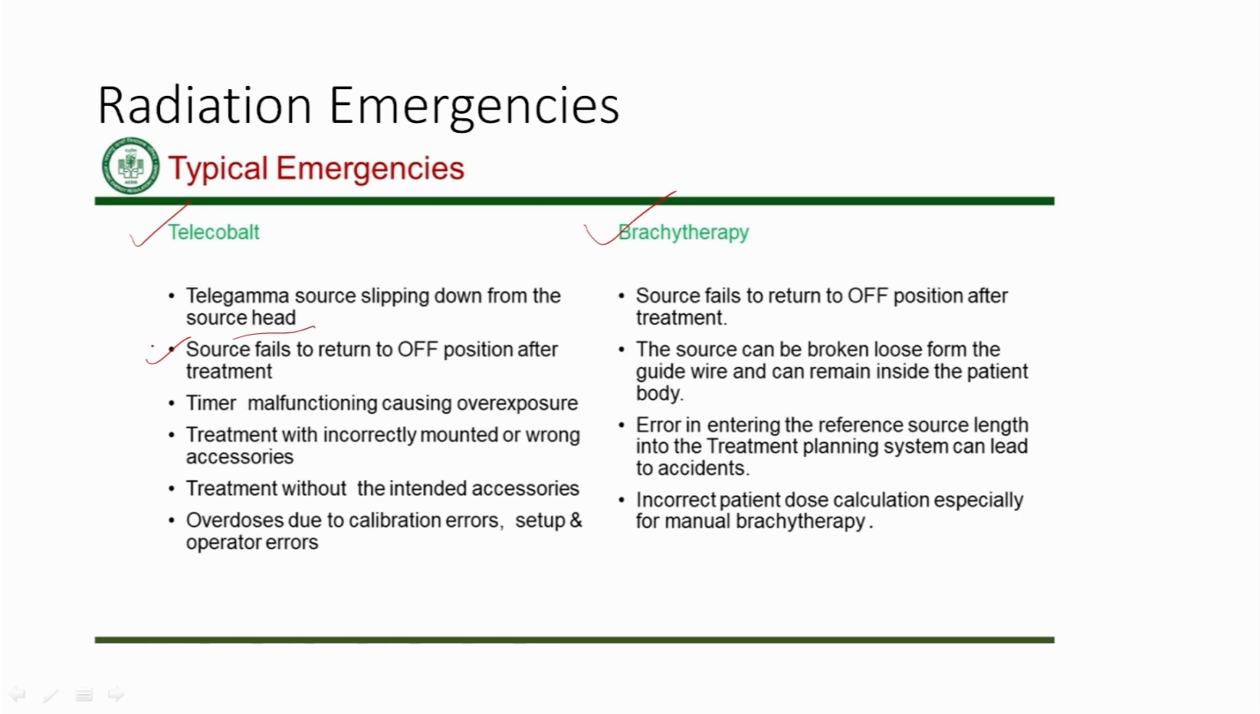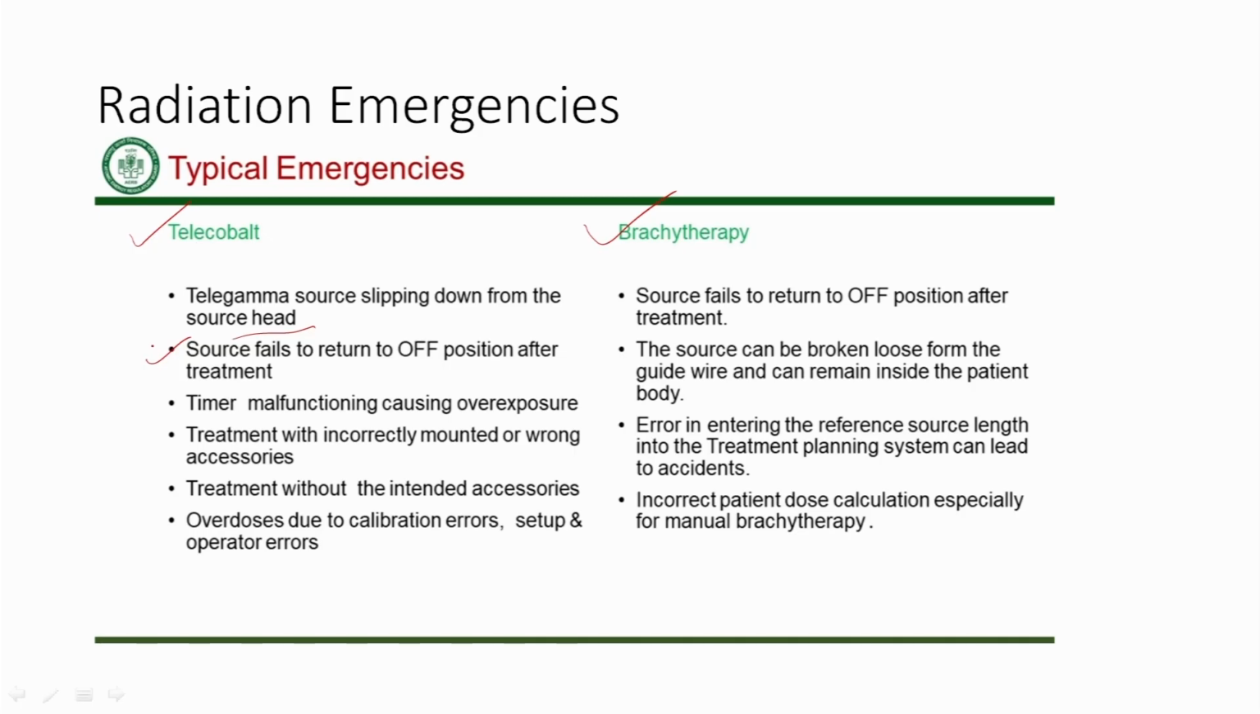Treatment with incorrectly mounted or wrong accessories: this generally happens. Instead of putting a 15-degree wedge, you inserted a 20-degree wedge, or the orientation of the wedge was wrong. Treatment without the intended accessories is the same thing. Overdoses due to calibration errors, setup errors, or operator errors. These errors generally happen because of wrong calibration or wrong dosimetry.